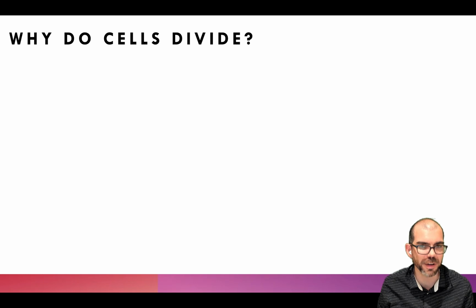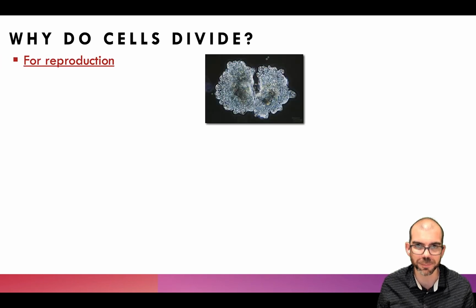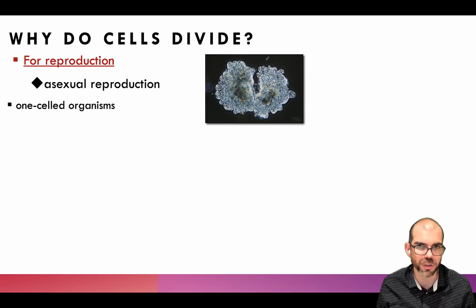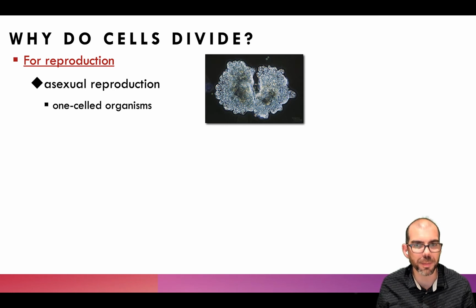Why would a cell divide? Well, there are many reasons. One reason is for reproduction. If an asexual cell needs to make a new cell, it's going to divide. This is the primary method of reproduction for unicellular organisms, such as the amoeba that you can see, but this also happens in our body when we need to make more cells.